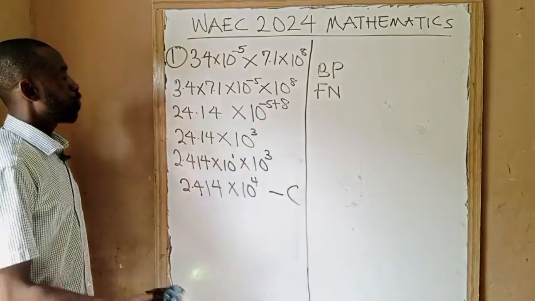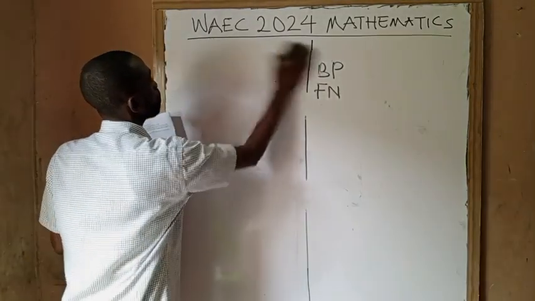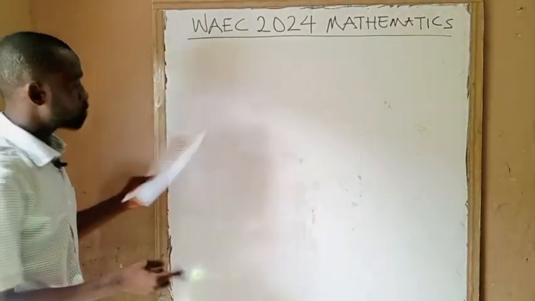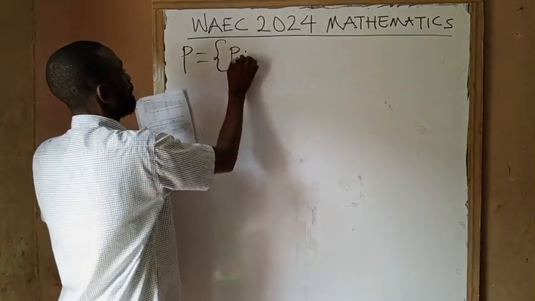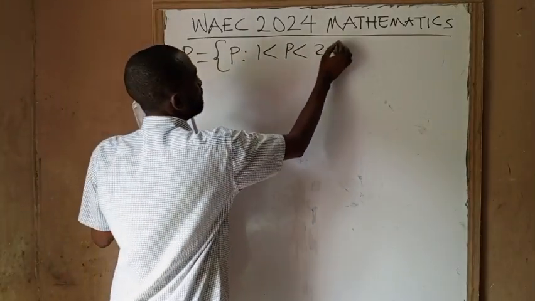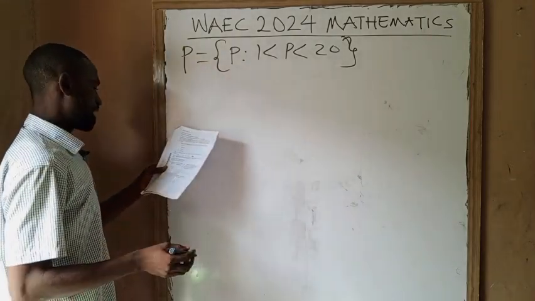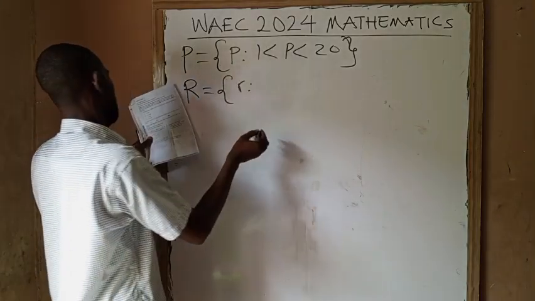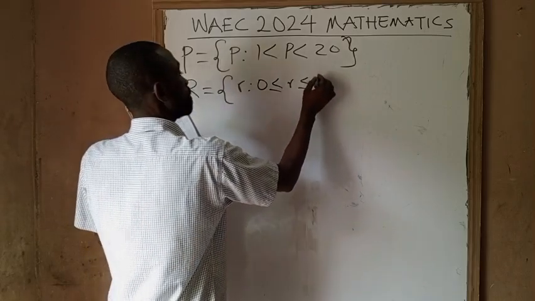So question number 2. This says given that P is a set of P such that 1 is less than P, P is less than 20, and P is an integer. And R is a set of R such that 0 is less than or equal to R, and R is less than or equal to 25.